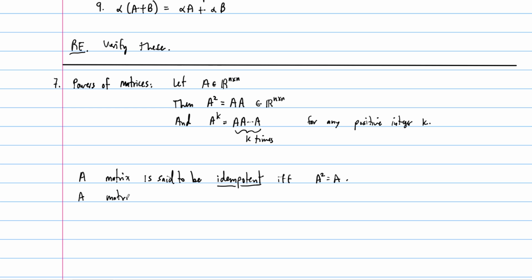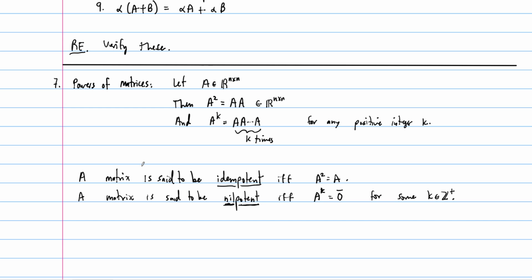Similarly, a matrix is said to be nilpotent if and only if A to the kth power, A^k, is equal to the zero matrix for some k in Z plus, the positive integers. So if you multiply the matrix by itself a number of times, it could be just 2, A squared equals a zero matrix, or it could even be A to the third power, fourth power, fifth power. If that equals the zero matrix, then your matrix is said to be nilpotent.